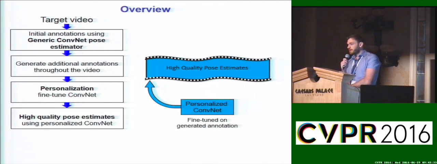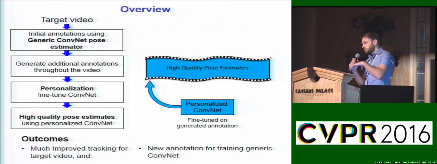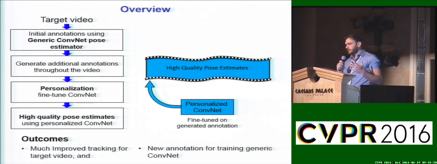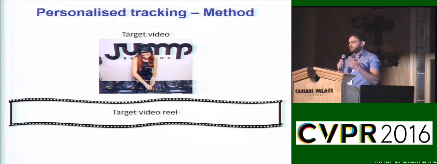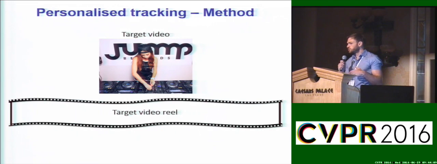This personalized net can be applied to the whole video sequence, producing high-quality pose estimates. The outcome is much improved tracking performance for a target video, and furthermore, when we apply personalization to many videos, we're able to automatically generate annotation that we can use for training generic ConvNets. Our method of personalization goes through four main stages. The goal is to continually generate more and more annotation for the target video that we can then later use to fine-tune the generic ConvNet.